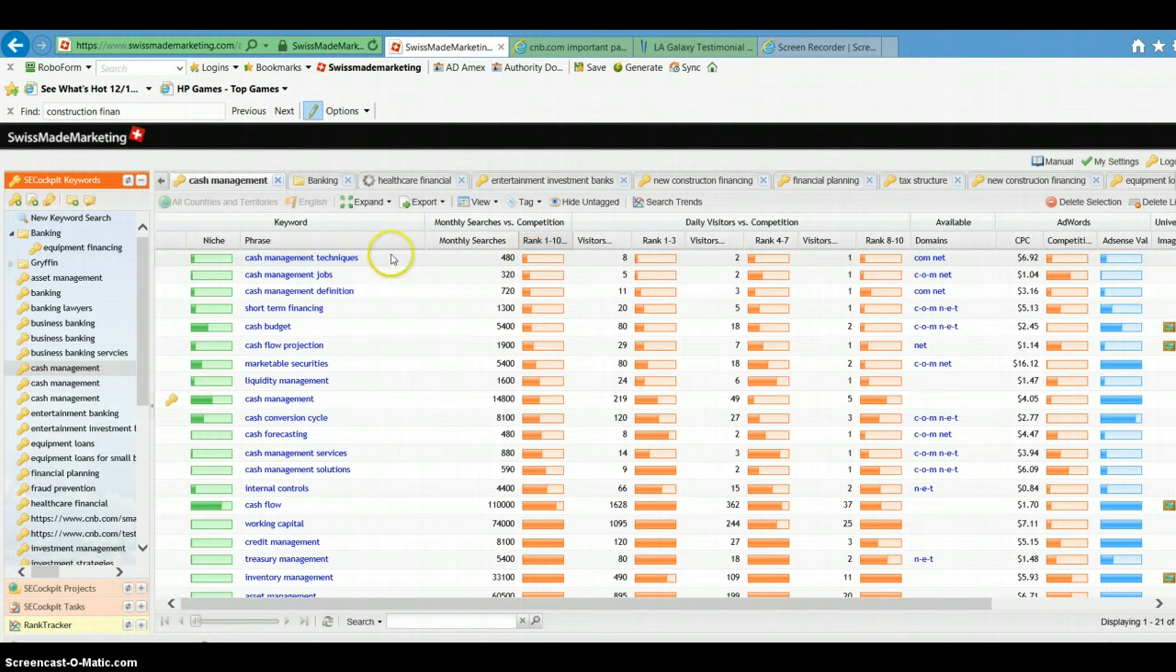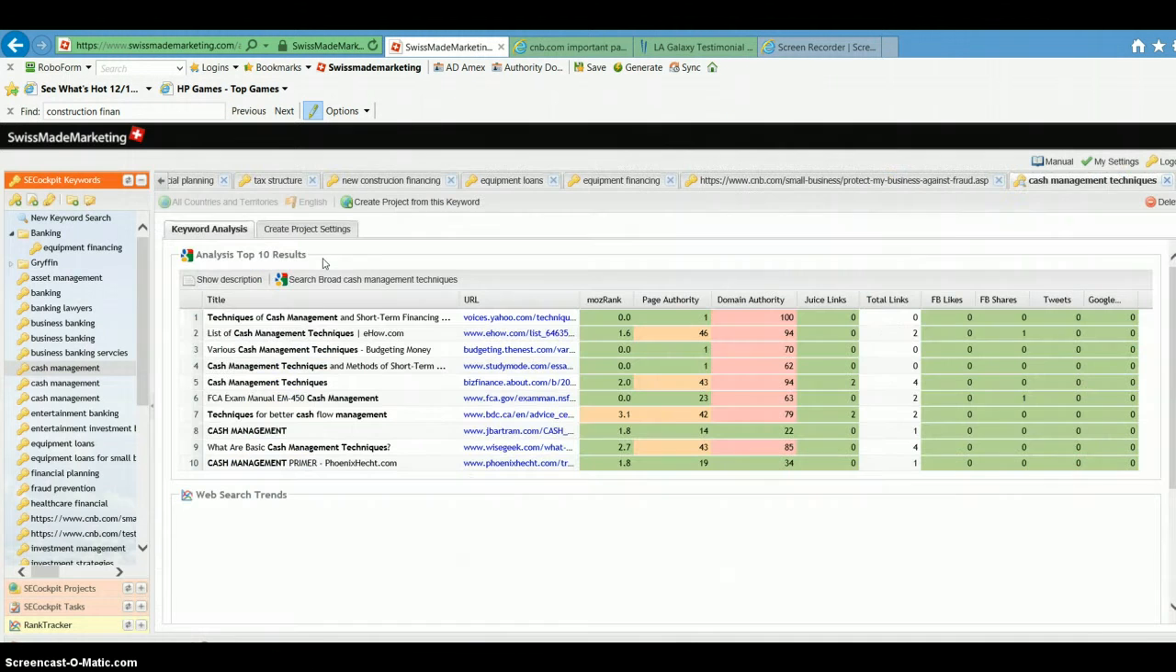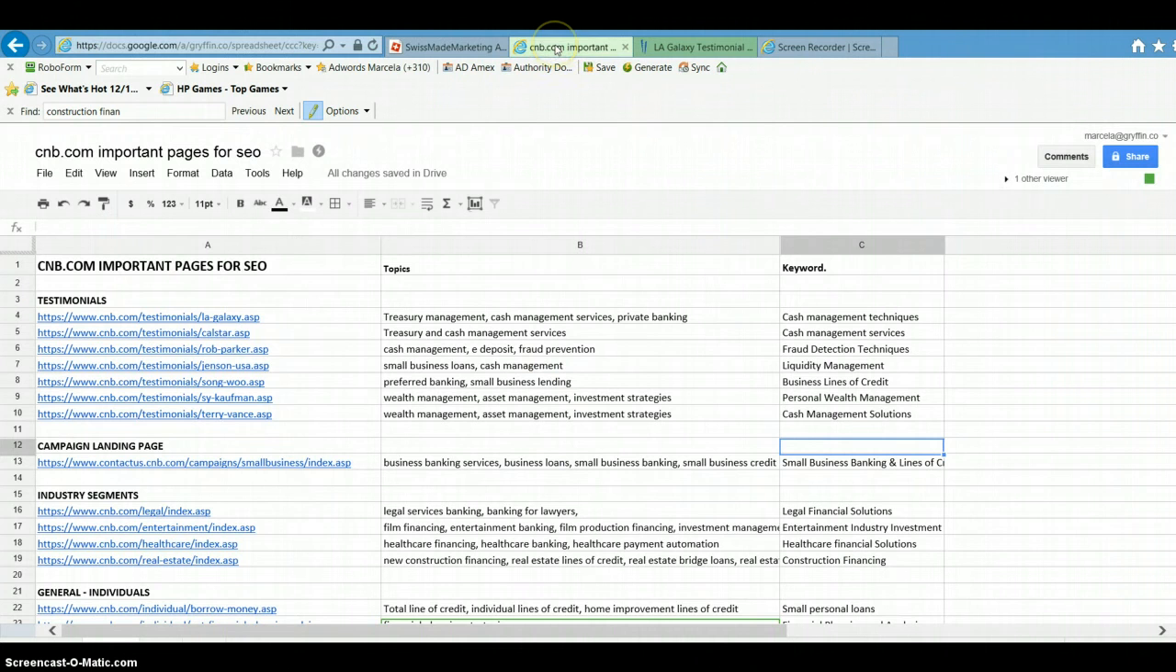Low competition, a good amount of monthly searches, and if I click on the keyword, I can take a look at the specific competition for this term, and by looking at the total number of links, the page authority, the MOZ rank, it's apparent that this is a great keyword to target. So subsequently, I will then make the selection that for this page, we're going to incorporate cash management techniques as the focus keyword.